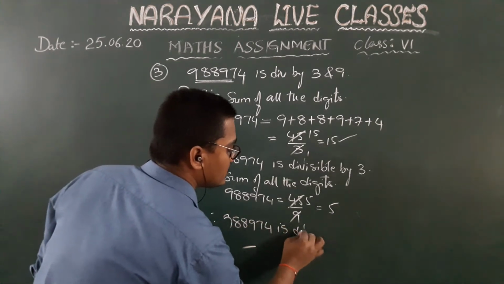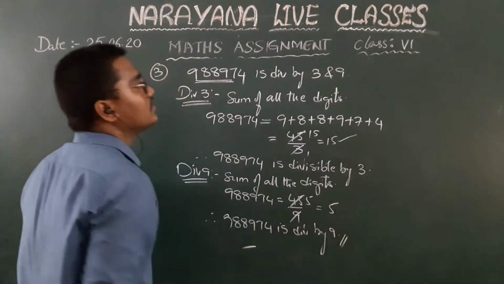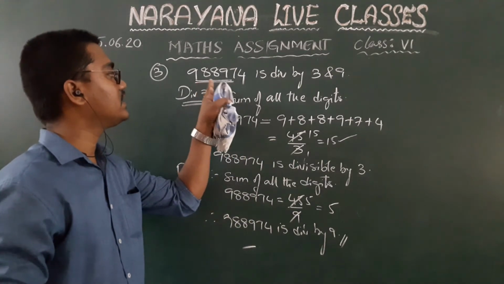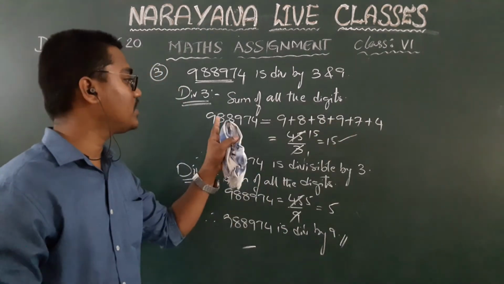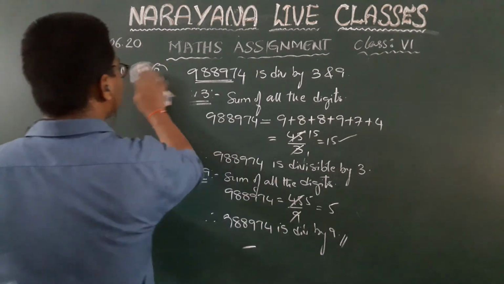9,88,974 is divisible by what, children? Divisible by 9. So what Sanjana said, that the number 9,88,974 is divisible by 3 and 9 itself, is correct. Yes, it is divisible by both 3 and 9. I hope it is clear, children. Now coming to the fourth one.